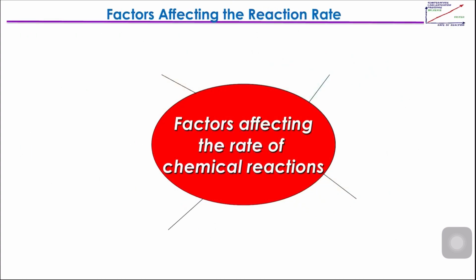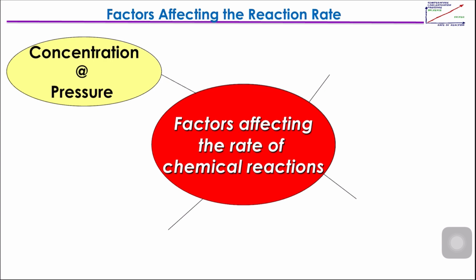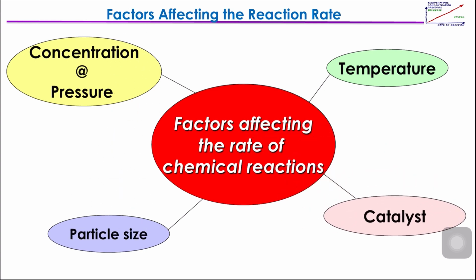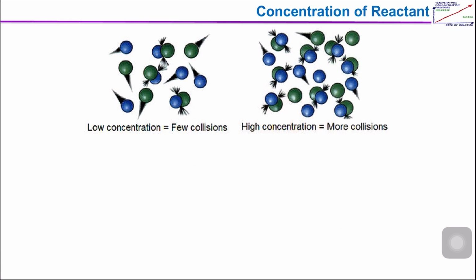So there are several factors affecting the rate of chemical reactions. What we are going to discuss is only 4 of them. The first one is concentration or pressure. The second one is temperature. The third one is particle size. And the last one is catalyst. Let's go with the concentration first.